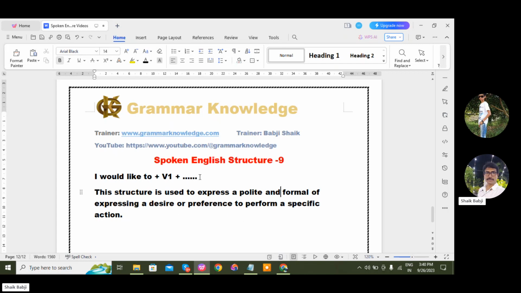Actually, this structure is used to express in a polite way. Whenever we want to express a polite way, we can use this structure. This is the best structure to express in a polite manner. I would like to. After "I would like to," we have to use V1, the first form of the verb. Okay, now let's see some examples.